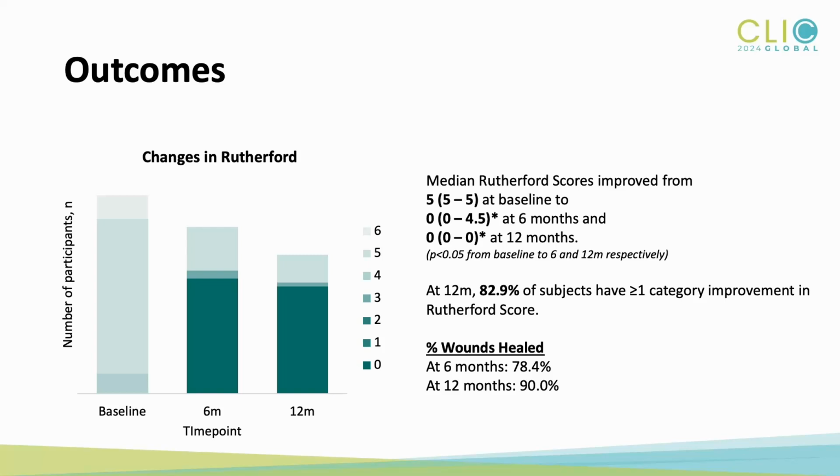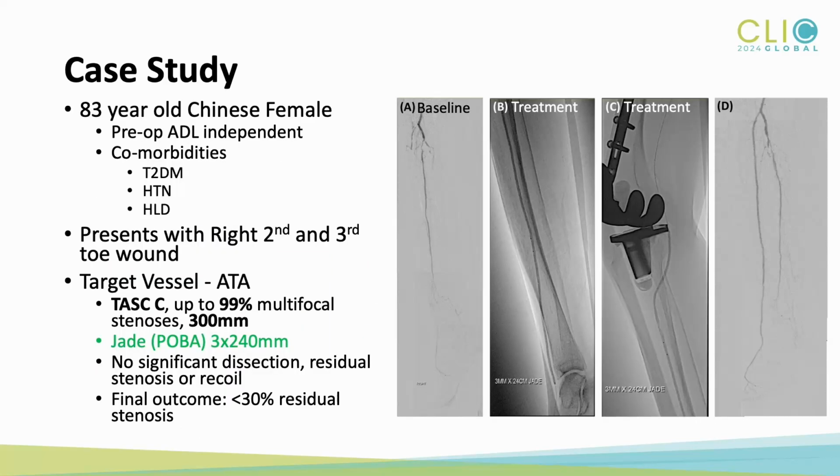I'll go ahead and show you one case example, 83-year-old woman with diabetes, hypertension, hyperlipidemia. You can see she presented with right, second, and third toe wound. And over here, you can see the baseline characteristics of the BTK artery is really quite bad. And the treatment was with a long 3 by 240 millimeter JADE balloon. We like the long lengths because it just decreases the amount of time we need for angioplasty and perhaps radiation as well. This patient obviously had a total knee replacement as well.